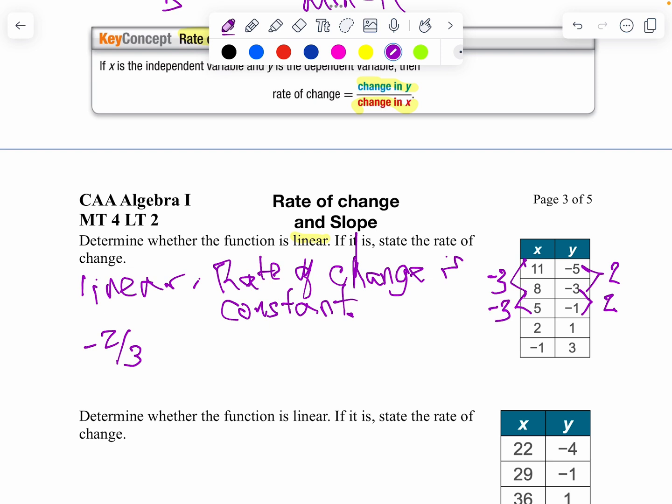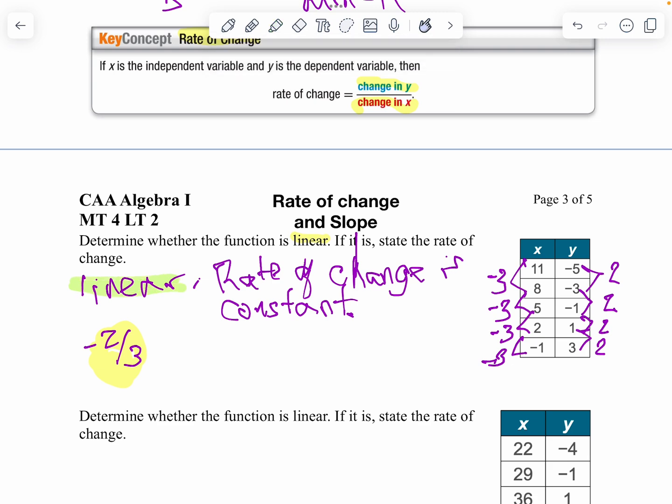That's the same. From -1 to 1, I'm going up 2. From 5 to 2, I'm going down 3. Looks pretty promising, doesn't it? From 1 to 3, I'm going up 2. And from 2 to -1, I'm going down 3. In this case, everyone was exactly the same. So since it is exactly the same, we're going to say, hey, this is a linear graph.